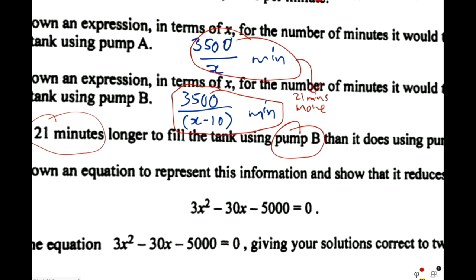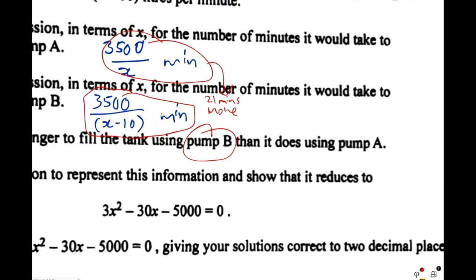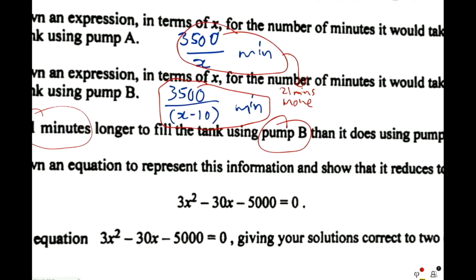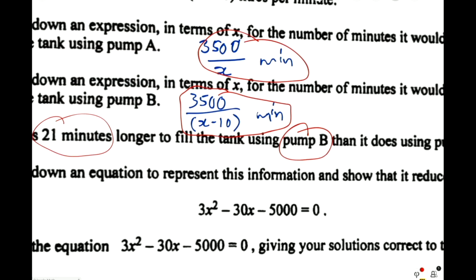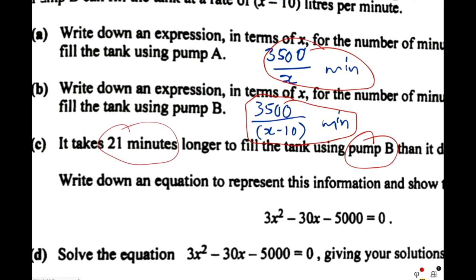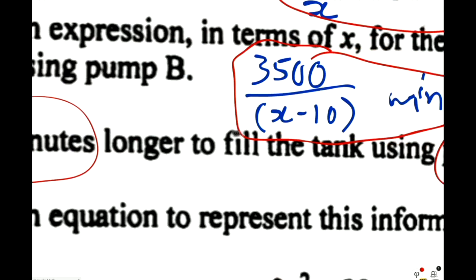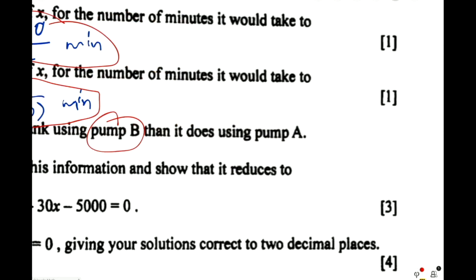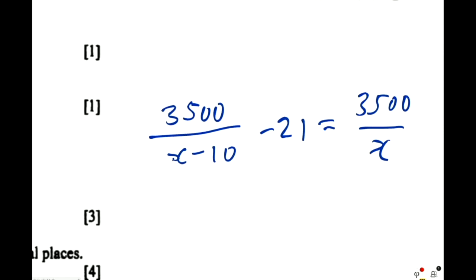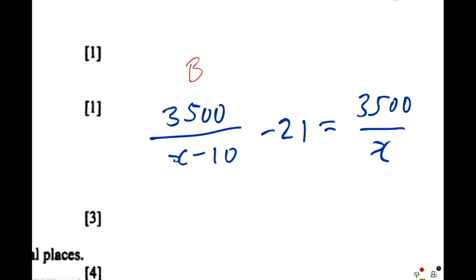You should take the 3500 over x plus 21, or you can take the other one minus 21. It's 21 minutes more. Pump B takes 21 minutes more to fill the tank, so pump B is the slow one. So I take pump B, take away 21 minutes, and it should be equal to the time taken for A.